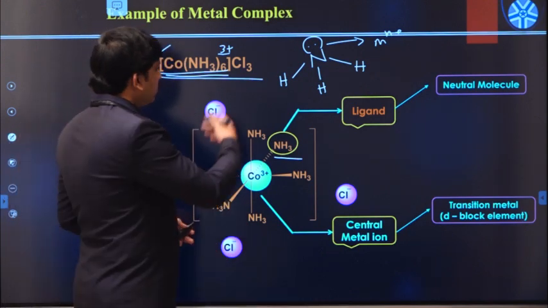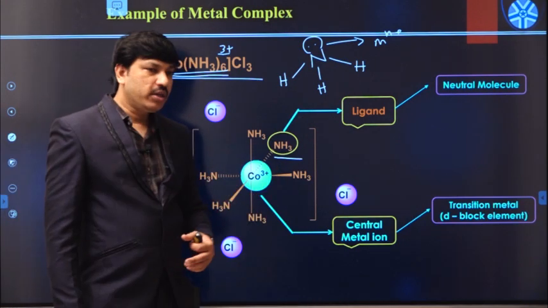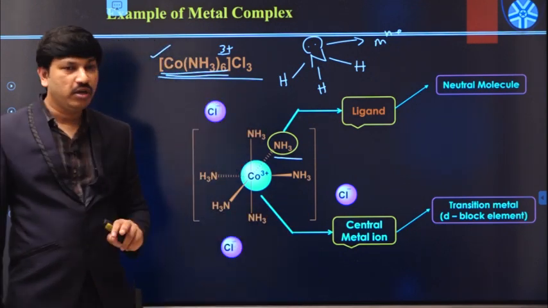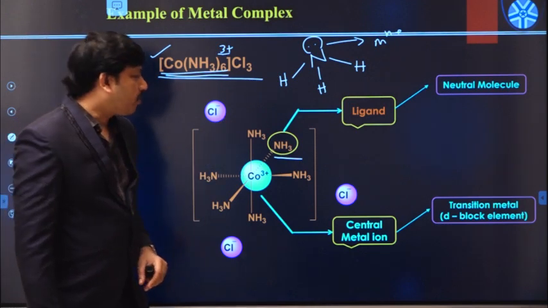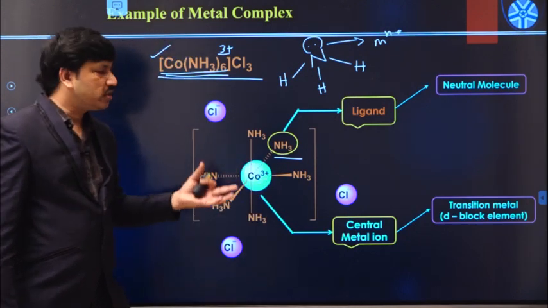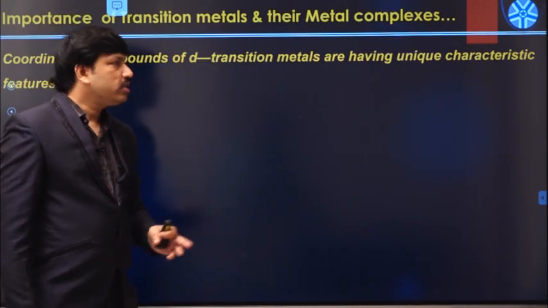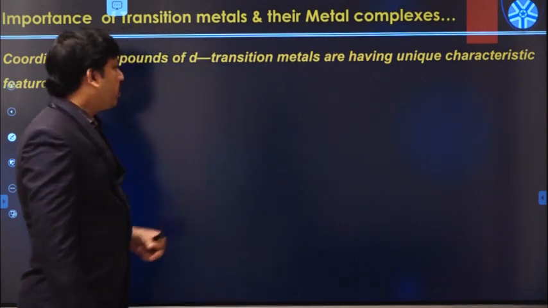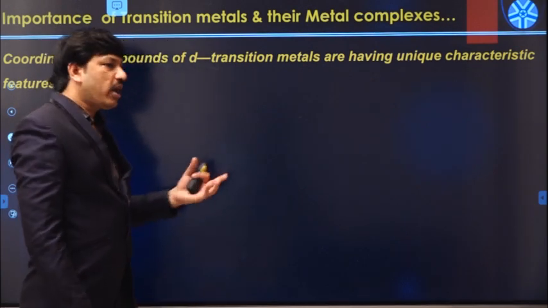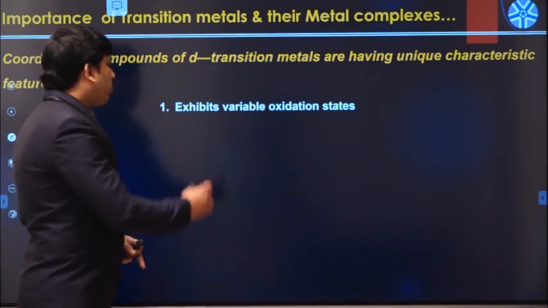Okay, so in this chapter we are going to study the bonding involved in various metal complexes. How to explain the formation of some of the octahedral and tetrahedral metal complexes by using crystal field theory. Later we will discuss molecular orbital theory. But before that, I would like to show you some of the important characteristic features of these metal complexes. Now, what is the importance of transition metals and their metal complexes? We know that coordination compounds have unique characteristic features, like transition metals can exhibit variable oxidation states.